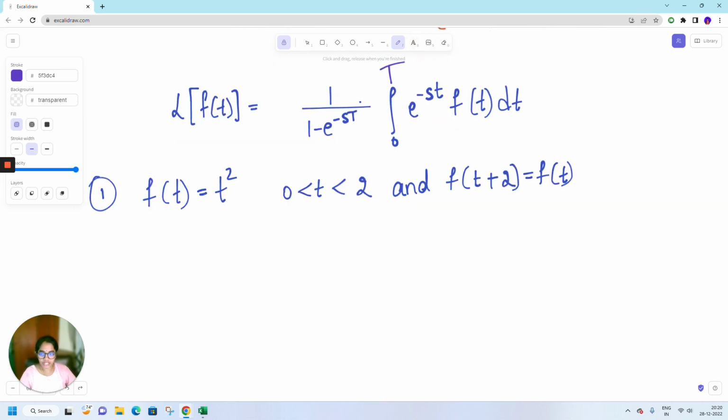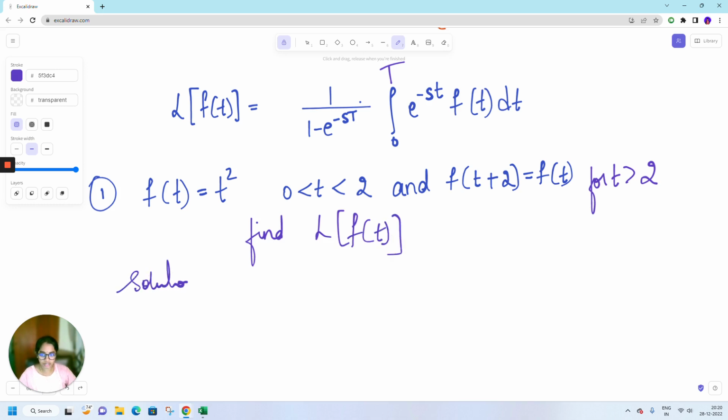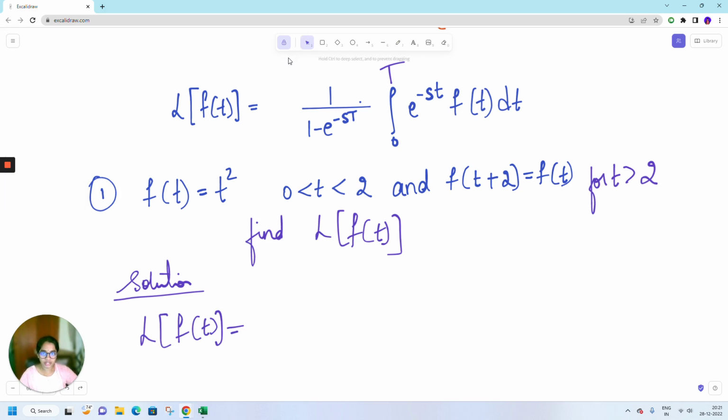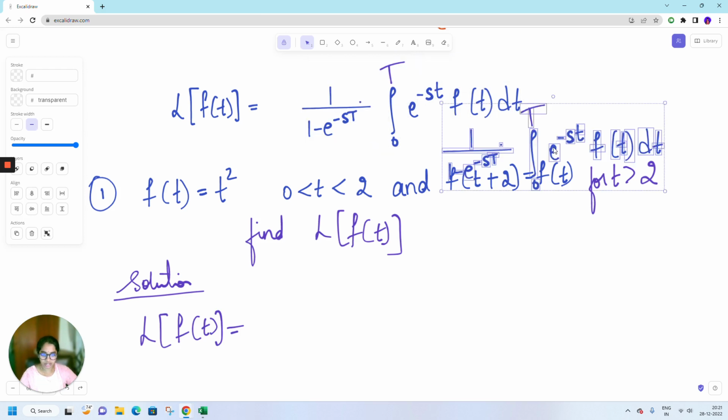That is f of t is equal to t square, for 0 less than t less than 2. And they have given that f of t plus 2 is equal to f of t, which means it is a periodic function. And they are saying for t greater than 2, we have to find Laplace of f of t. What is the formula? The formula is Laplace of f of t is equal to 1 by 1 minus e power minus sT, integration of e power minus st f of t.